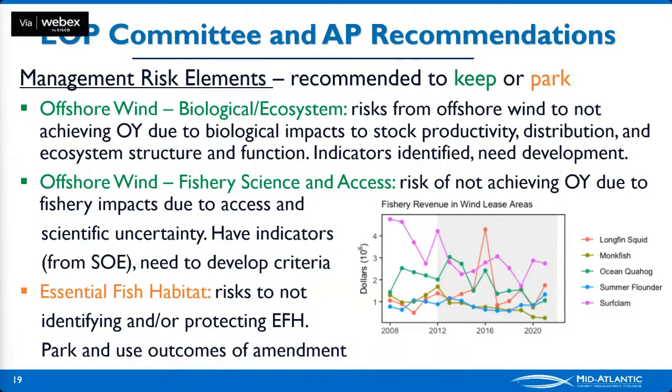Then the second offshore wind risk element would be fishery science and fishery access. So looking at the risks of not achieving optimal yield due to fishery impacts from changing access within the offshore wind lease areas, and the changes in scientific uncertainty because of the implications for our federal surveys. We talked about that earlier this morning as well. We have a number of indicators for this one, many of them already created through the State of the Ecosystem Report, so now that we have those indicators, we're going to develop the criteria to evaluate that information.